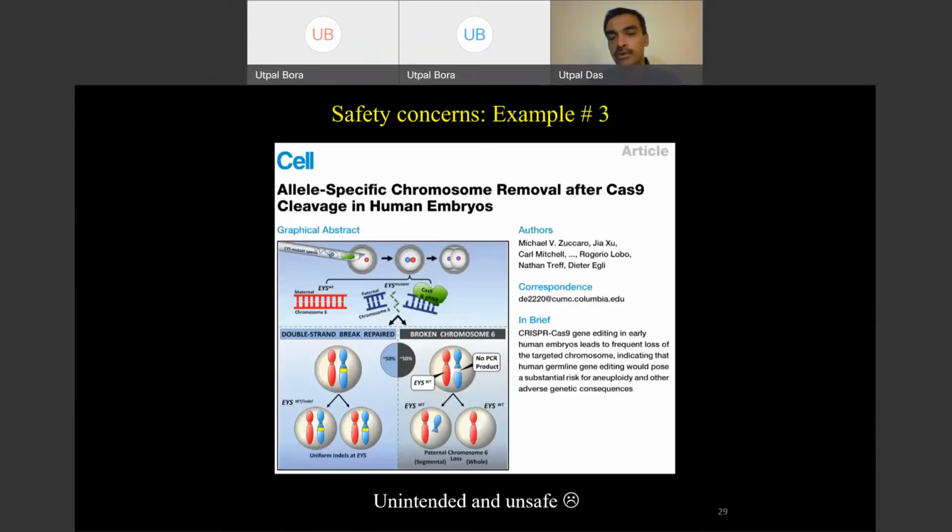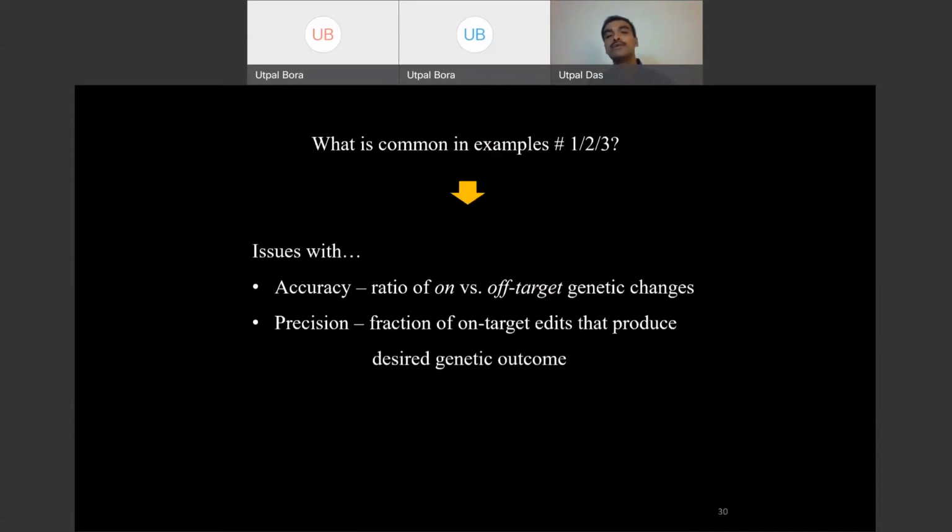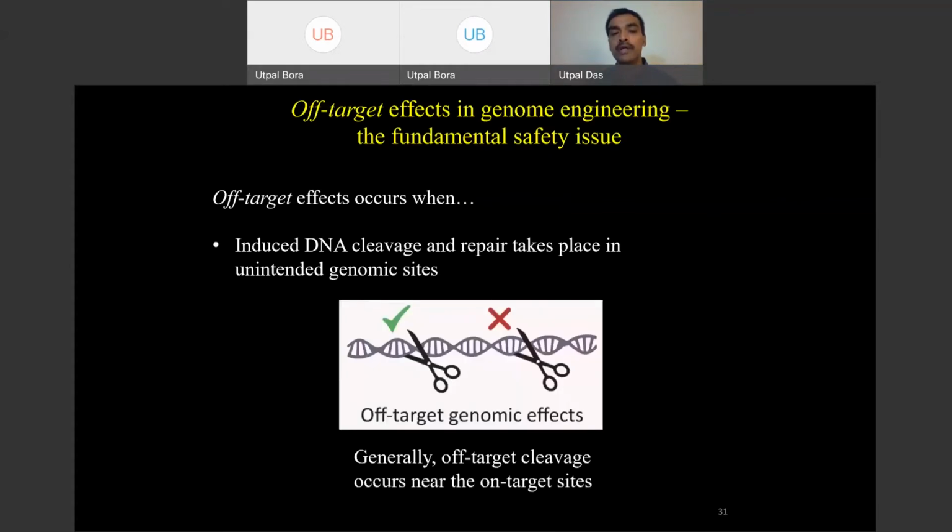The example 3, I do not want to repeat that. I have already explained that. This kind of mishap is there. But if you look at all these 3 examples, 1, 2, and 3, what we see is that off-target effect is a major issue here, and accuracy and precision. Sometimes our guide RNA is carrying our nucleases to the right point, no off-target effect. But due to certain unknown reasons, the precision or on-target gene editing is not up to the mark. It's not giving us the desired genetic outcome. So all these different things we need to discuss.